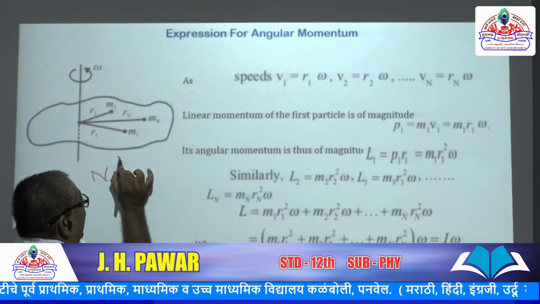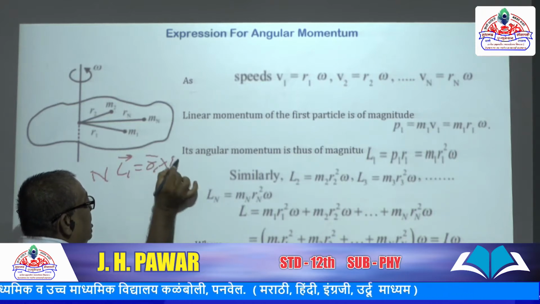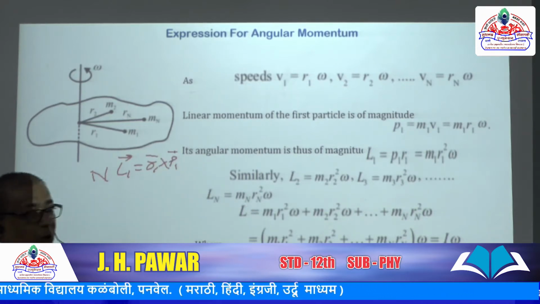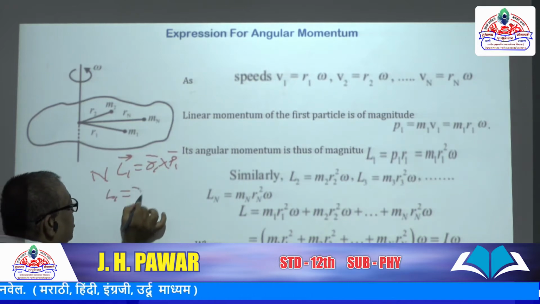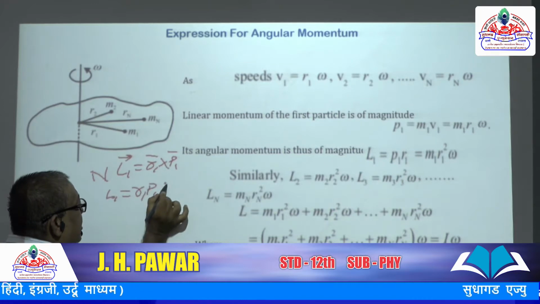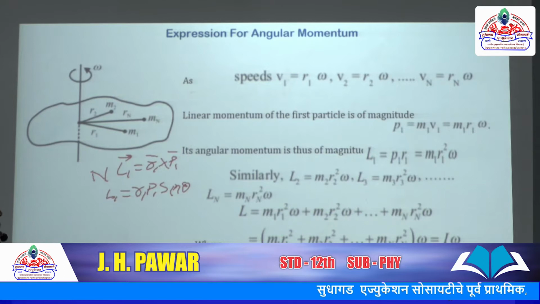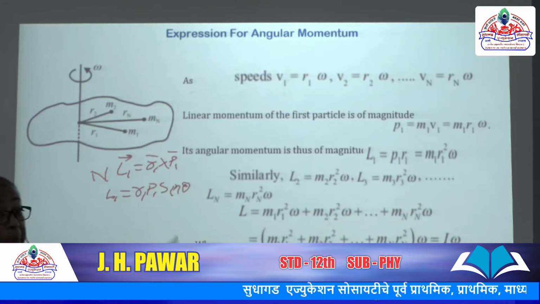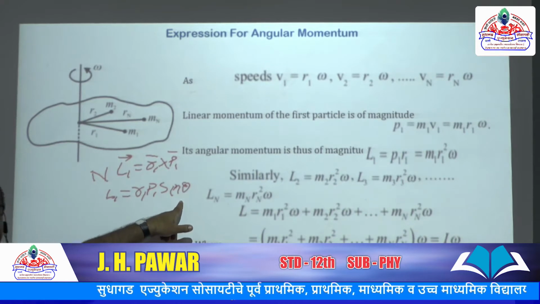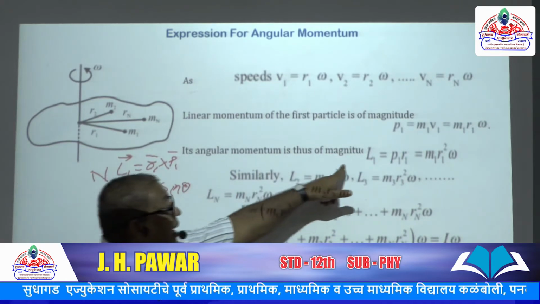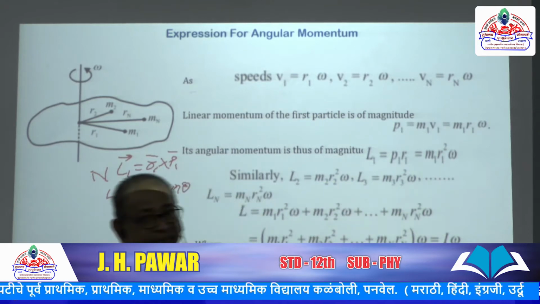Vector L1 equals vector R1 cross vector P1, in vector form. But what is its magnitude? You can take L1 equals R1 P1 sine theta. Note that this particle is in circular motion, so R and P are perpendicular to each other. So theta is 90, and sine 90 is one. That's why you can take directly L1 equals P1 into R1.